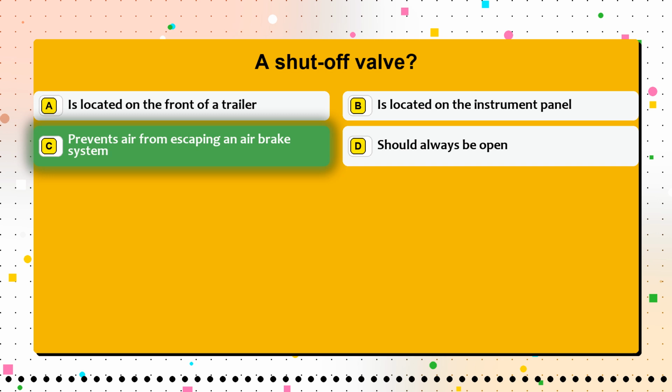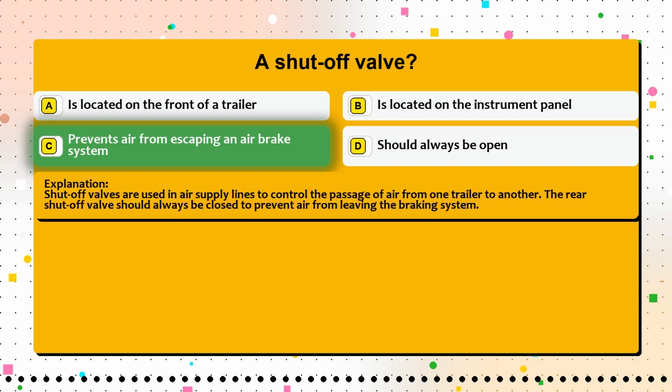The correct answer is option C. Prevents air from escaping an air brake system. Shut-off valves are used in air supply lines to control the passage of air from one trailer to another. The rear shut-off valve should always be closed to prevent air from leaving the braking system.